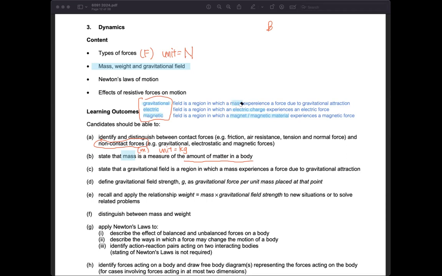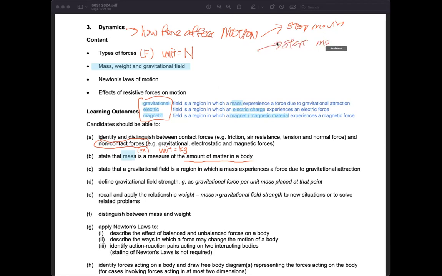Just that gravitational is talking about how a mass experiences a force. Electric field is where a charge can experience a force, and magnetic is a place where a magnetic material experiences a force. And let me tie this down further. When you experience a force, remember I told you this topic, dynamics, is how a force affects motion. You learned motion in the last topic. So when a mass is in a gravitational field, you expect the mass to change its motion. If an electric charge is in an electric field, you expect the electric charge to change its motion.